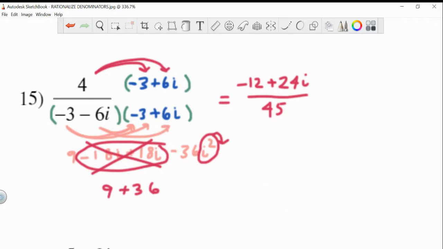But is there any way that 12 and 24 and 45 can be reduced? Maybe not. But is there any number that can be divided by all three of those? 45 divides by 3, what do you get?